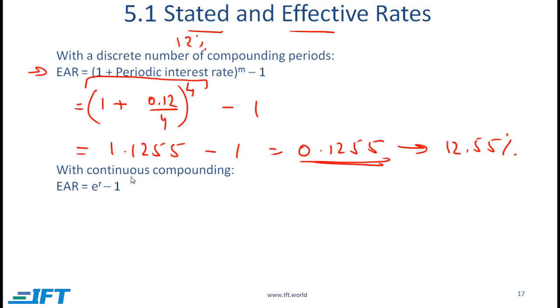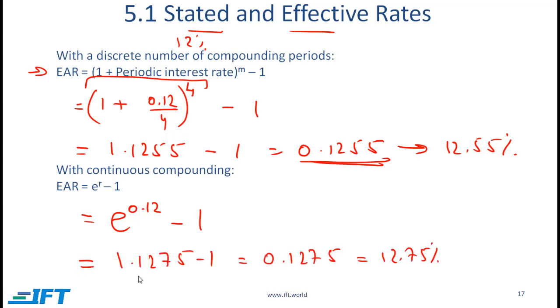If we do continuous compounding, then the effective annual rate is e to the power of r. R is the stated rate of 12%. E to the power of 0.12 minus 1. And when we do this, we should get 1.1275. That's the e to the power of 0.12. And in case you're not familiar with this on the calculator, you plug in 0.12 and then second and then e to the power of x. That will give you this number, minus 1, which will give you this number, which is the return expressed as a percentage, that is 12.75.